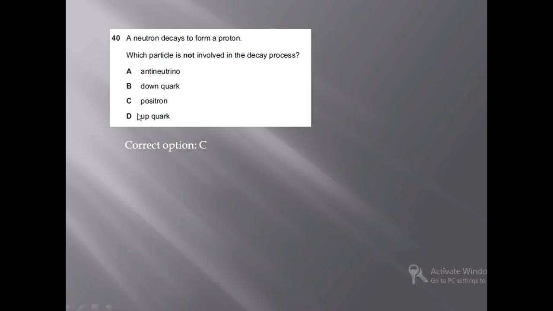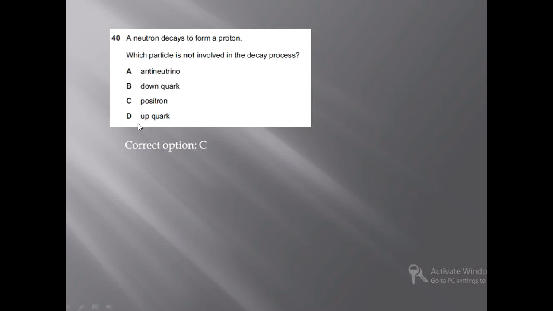Option C, positron. When a neutron decays to form a proton, then a beta negative particle or electron is emitted. So a positron is not involved. It means that option C is correct, but let us understand the next option as well. Up quark is involved in this decay process, so that is why it is also not a feasible and correct option.